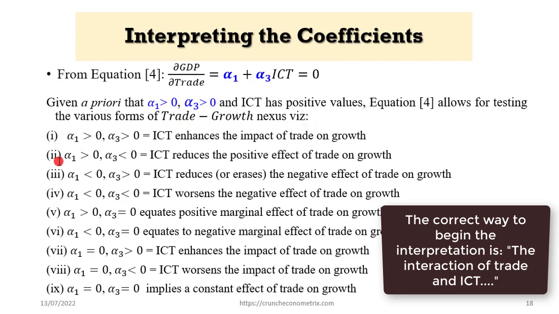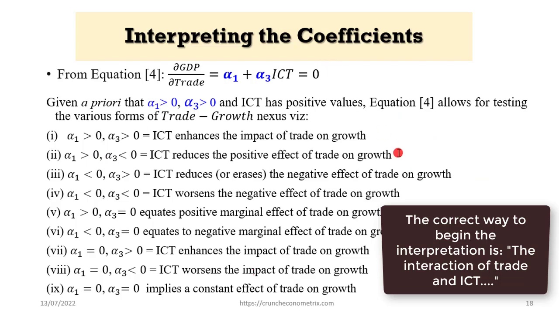We can get about 8 results from here. Carefully, if both coefficients are positive, you can see the outcome. ICT enhances the impact of growth. You can see when they have different signs, you also have a different interpretation. So I will encourage you to spend a bit of time on this slide to see the different outcomes that you can obtain from equation 4.